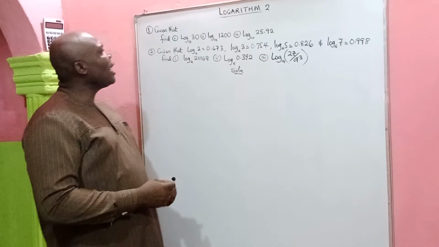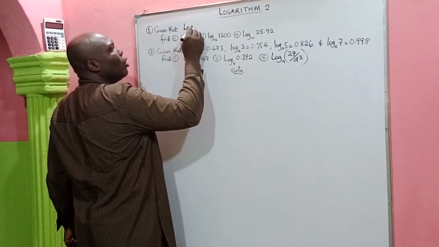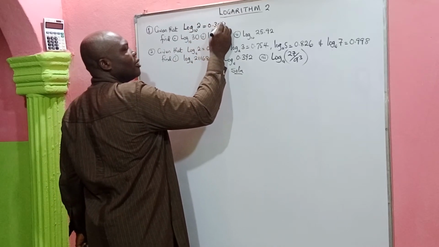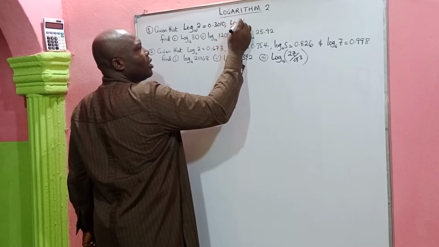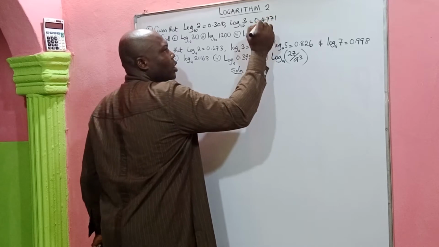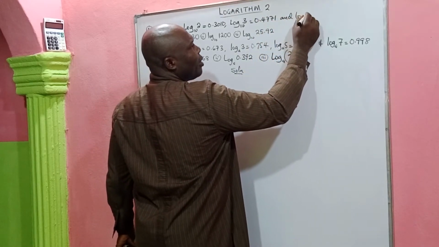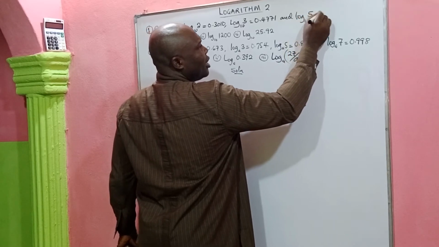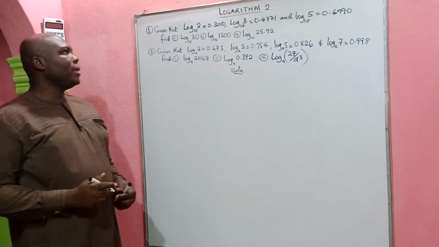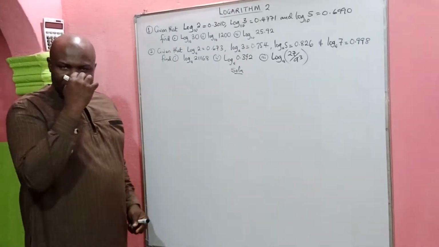Here we are given that log 2 to base 10 is 0.3010, and log 3 to base 10 is 0.4771, and log 5 to base 10 is 0.6990. Okay, so given that log 2 to base 10 is this, log 3 to base 10 is that, and log 5 to base 10 is that, we should find the values of the following.